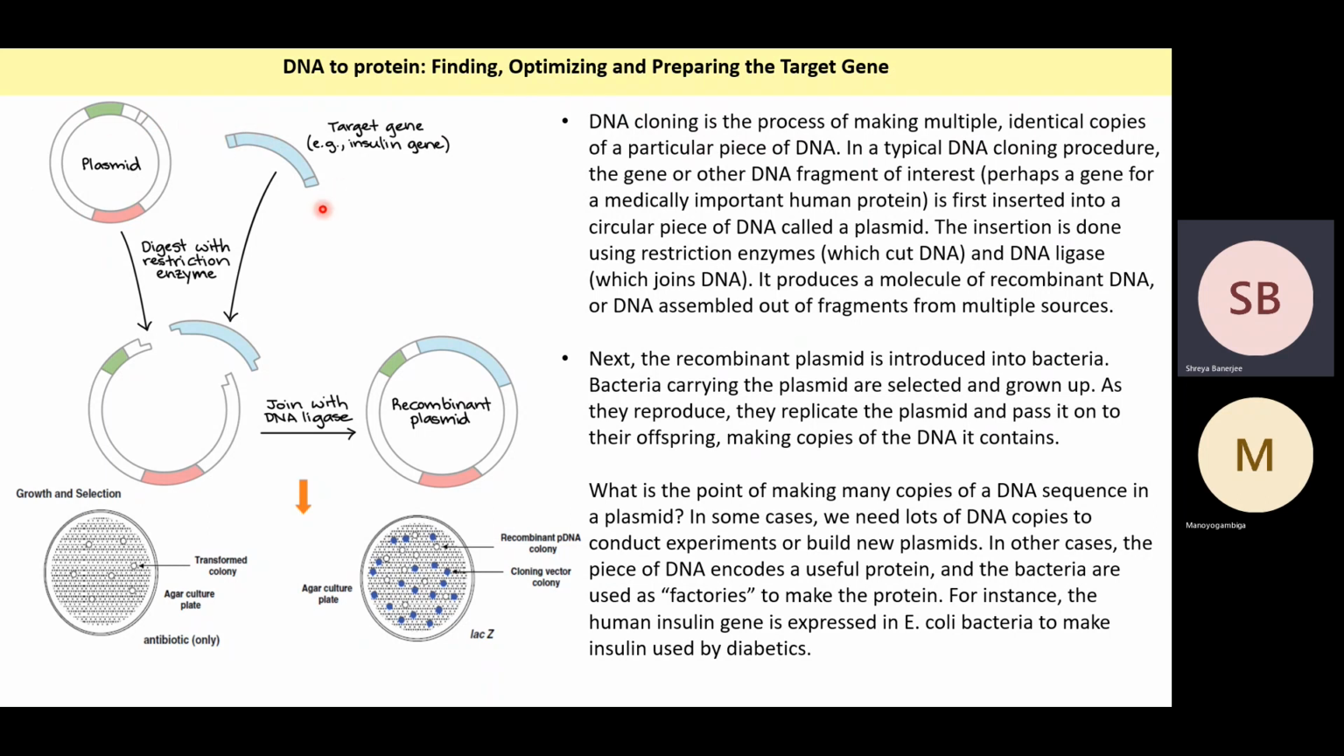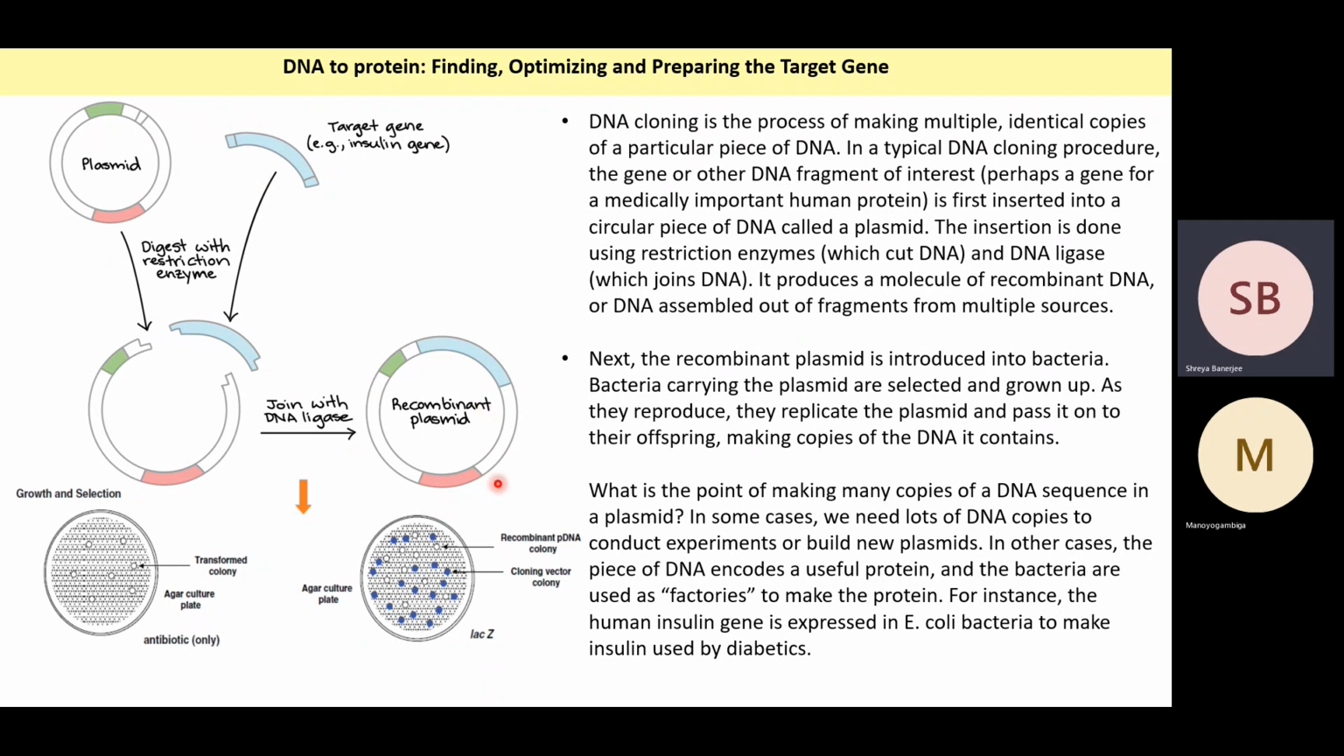Say this is your target gene, which here is the insulin gene, and this is your plasmid. They are both digested by restriction enzymes. What this does is that the sticky ends of the plasmid and the target gene are complementary, so you can see this end will join easily to this end, and similarly for this end. Then they are joined by DNA ligase. And this is called recombinant DNA, which is basically DNA assembled out of fragments from multiple sources.